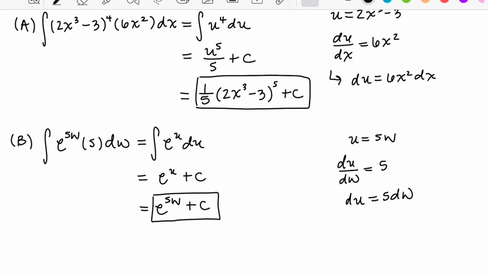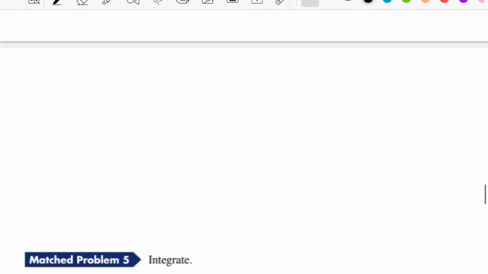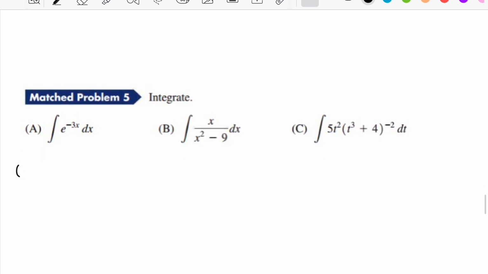All right, so now we're going to look at some cases where we're going to have to do a little more work to use u substitution, because to use u substitution, we need the integrand to be expressed entirely in terms of u and du. So let's look at these examples here. We'll start with A. We're looking at the integral of e to the minus 3x.